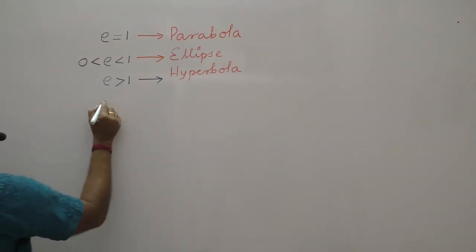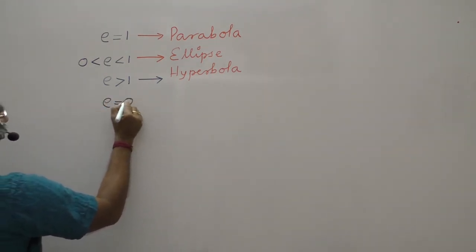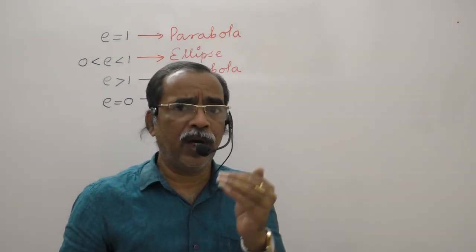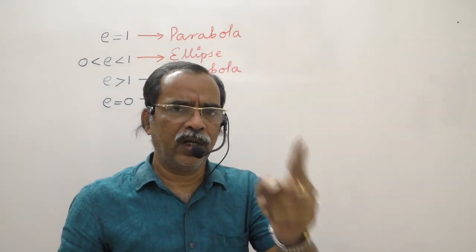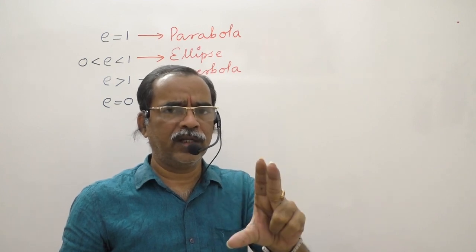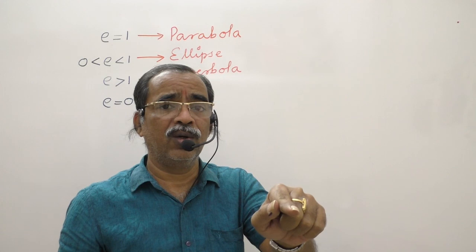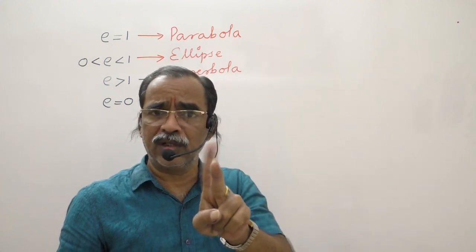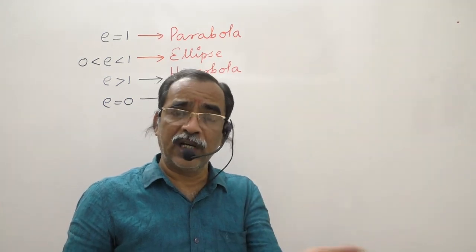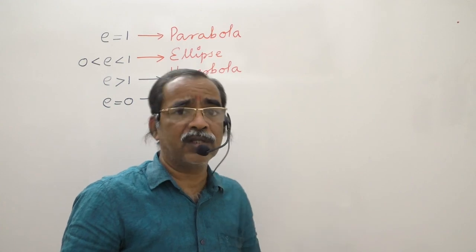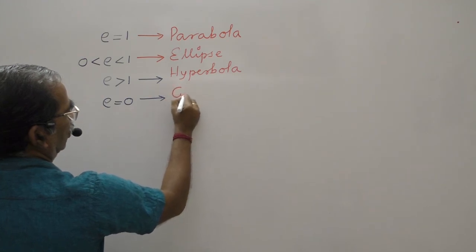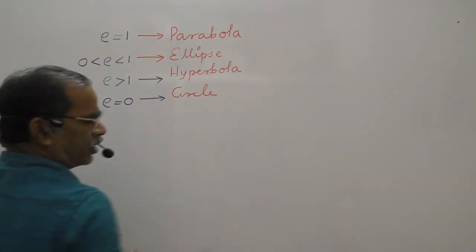In some cases, E is equal to 0. If eccentricity is 0, what is eccentricity? SP by PM. SP is the numerator, PM is the denominator. It is a fraction. When a fraction is 0, the numerator is 0, that means SP is 0. SP is 0 means the fixed point coincides with P. In that case, this will give us a circle. So if E is equal to 0, then the conic is called a circle.